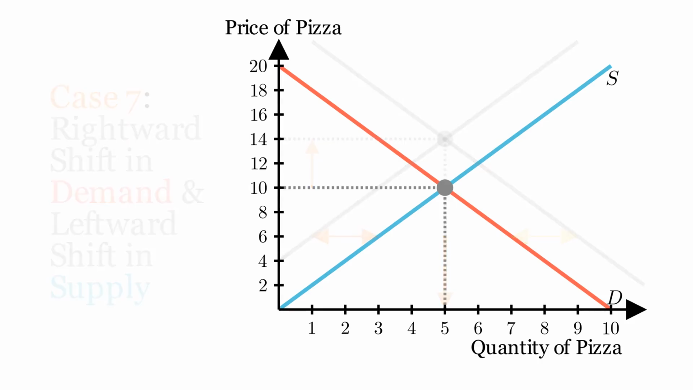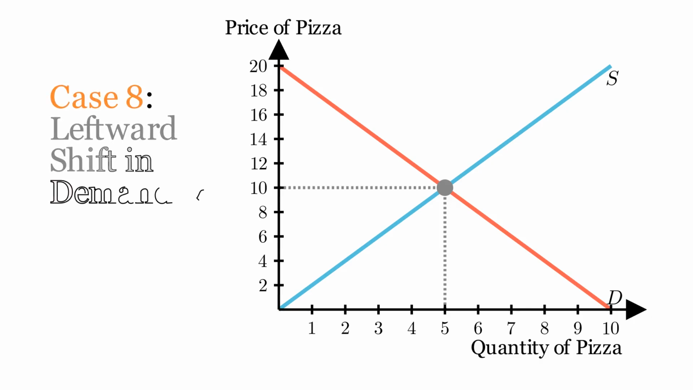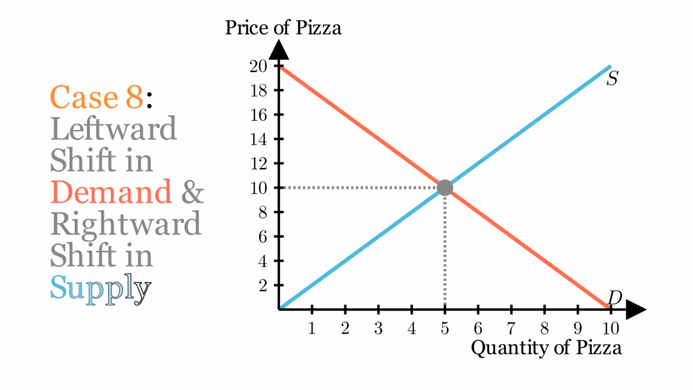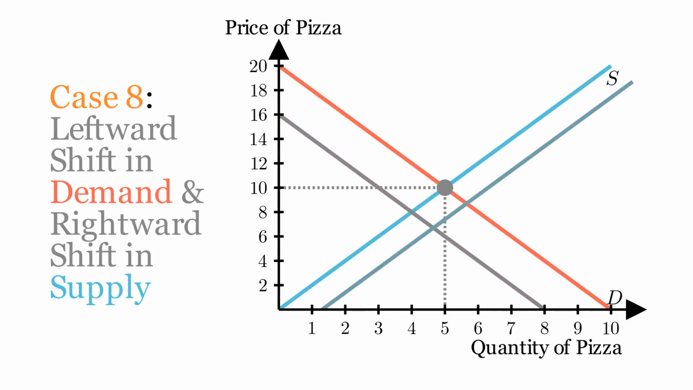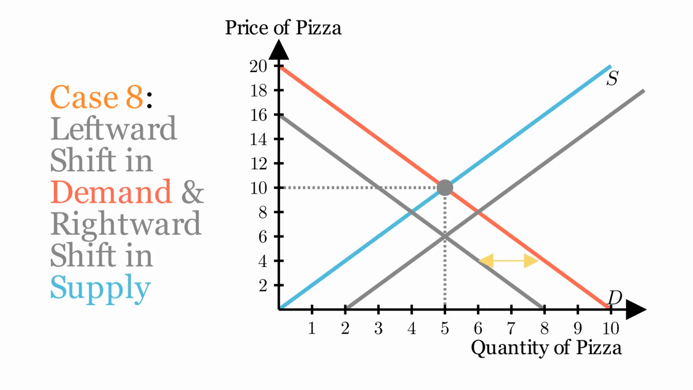The new equilibrium quantity is equal to the old equilibrium quantity, which is 5, but price increases from 10 to 14. Case 8. Leftward shift in demand and rightward shift in supply. If the demand curve shifts leftward and the supply curve shifts rightward and the distance of both shifts is equal, due to these changes, the market settles at a new equilibrium. In this case, equilibrium quantity will remain unchanged, but equilibrium price will decrease. This is the new equilibrium point. Quantity remains the same, which is 5, but price decreases from 10 to 6.